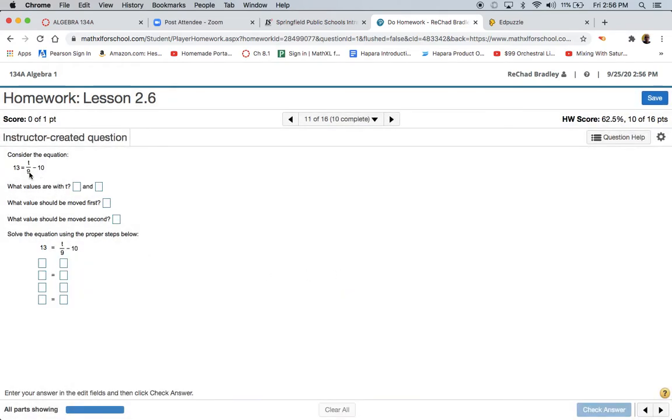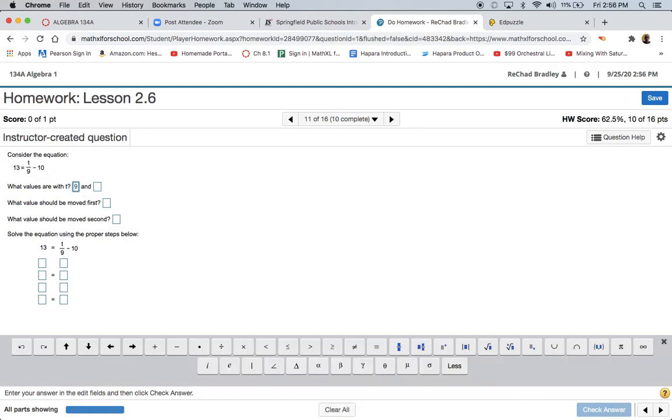Here, the values with t are 9 and negative 10. The value that should be moved first is this one, negative 10. The value that should be next is the 9. Again, executing this plan, to move this negative 10, I must add 10 to both sides. 13 plus 10 makes 23. The 10s go away. I'm left with t over 9, and I move to the next box.